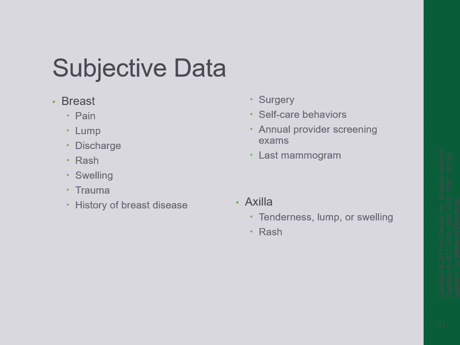So when you're doing your subjective assessment, you want to ask all of these questions that are listed in the subjective part. Do you have pain, any lumps, any discharge, any rash, swelling, trauma? Do you have any history of breast disease? Have you had any surgery or radiation to your breasts? What medications do you take? Specifically, we're looking for things like, have you ever taken oral contraceptives or hormone replacement therapy? So again, we're looking for that estrogen, or the estrogen and progestin together.